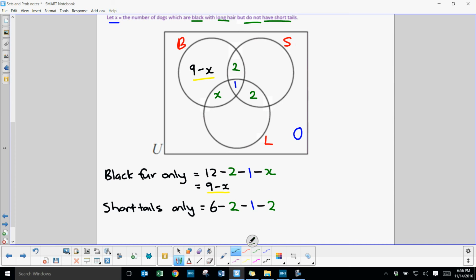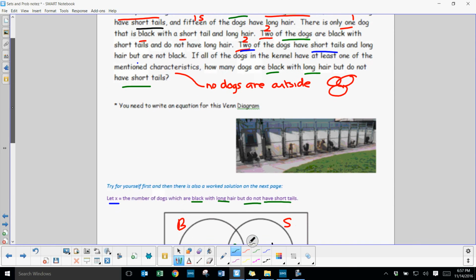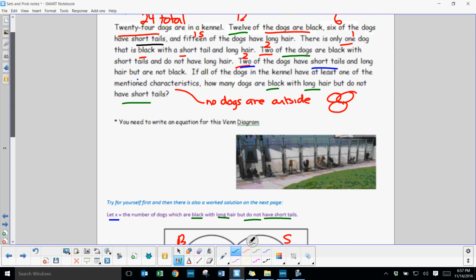So we can actually work this out as a number. So 6 minus 2 minus 1 minus 2 just becomes the number 1. So the number 1 goes right here. And last one to work out is long hair only. So let's see how many in total have long hair. Let's see. 15 of the dogs have long hair.